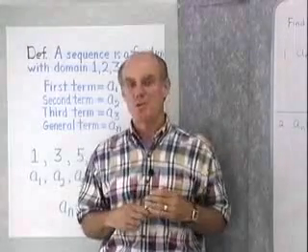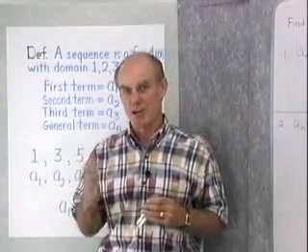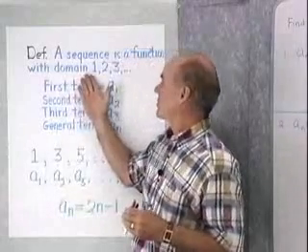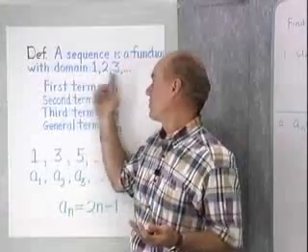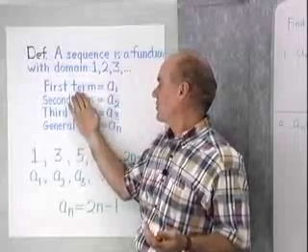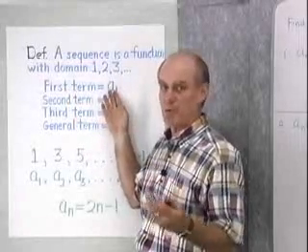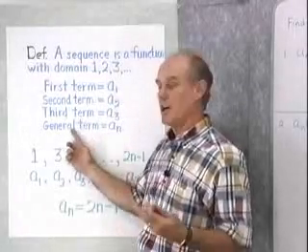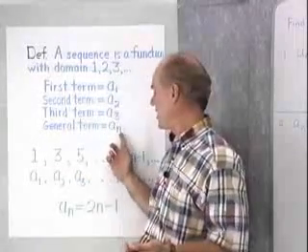Now we want to look at sequences in a little more detail, and then another thing associated with sequences called series. So I've written over here, a sequence is a function with a domain 1, 2, 3, that is the counting numbers. The first term, instead of writing f of 1, we write a sub 1. Second term, a sub 2. Third term, a sub 3. The general term, or nth term, a sub n.